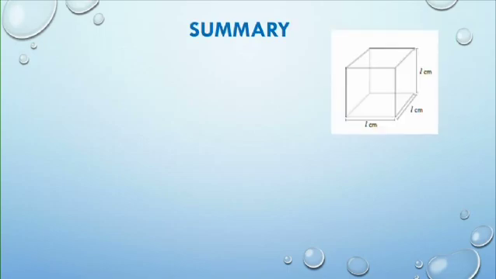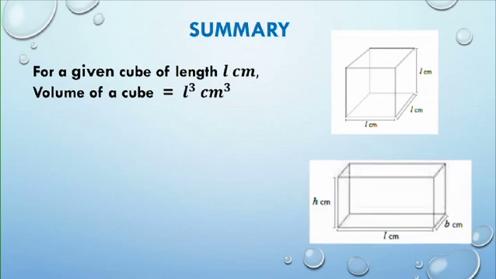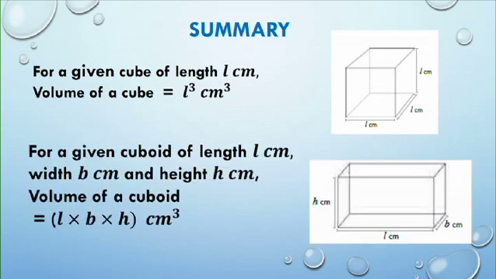We now move on to the summary. So in today's video, we have learned that for a cube of length L centimeters, the volume is given by L cube centimeter cube. And for a cuboid having length L centimeters, width B centimeters and height H centimeters, the volume is given by L times B times H centimeter cube.